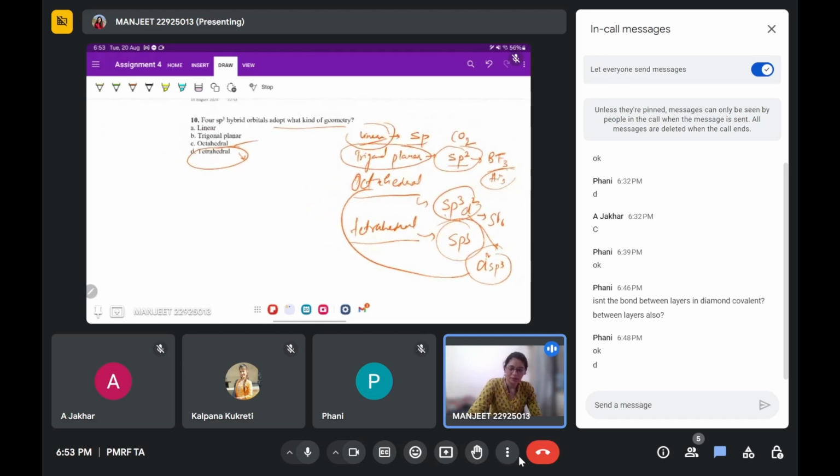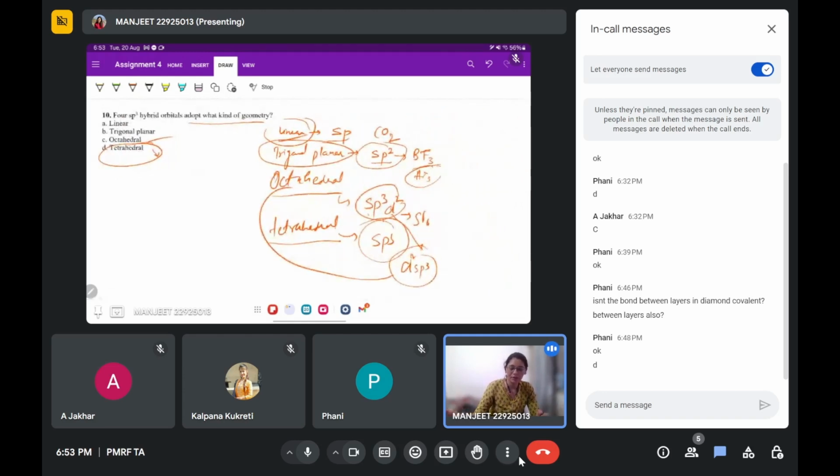These are the hybrid orbitals having the corresponding geometry. Okay, so remember these: linear having the sp, the trigonal planar having the sp2, octahedral is having the sp3d2, and the tetrahedral one with the sp3. Okay, so D is the right answer.